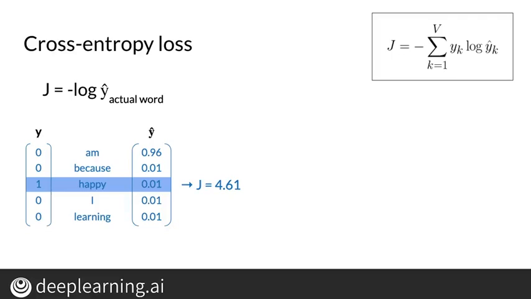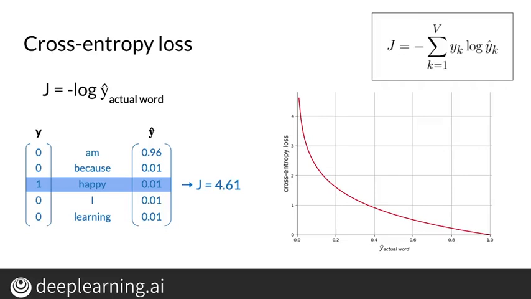More generally, the cross-entropy loss boils down to negative 1 times the log of the value of the prediction element corresponding to the actual center word. So if you plot the cross-entropy loss as a function of the value of the prediction for the actual center word, you can see that if the model is predicting correctly with a y hat value closer to 1, then the loss will be closer to 0. This is because log of 1 is equal to 0.